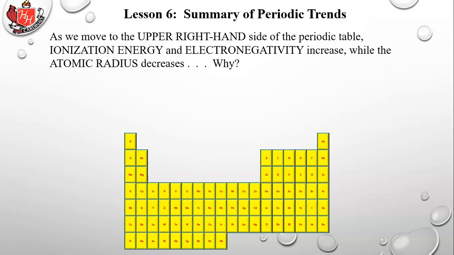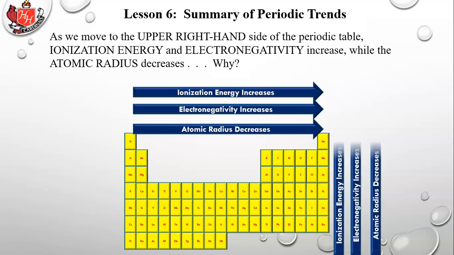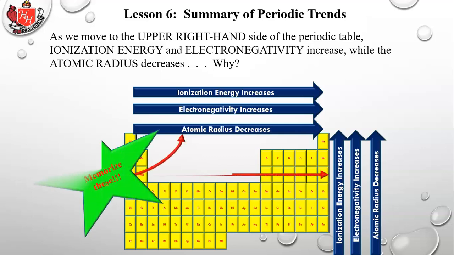So as we move to the upper right-hand side of the periodic table, ionization energy and electronegativity increase while the atomic radius decreases. Why? Be sure you can explain why that is. So those arrows: ionization energy from left to right increases, electronegativity increases, atomic radius decreases from left to right, and going from bottom to top, ionization energy increases, electronegativity increases, and atomic radius decreases. So have those memorized. Know those trends.